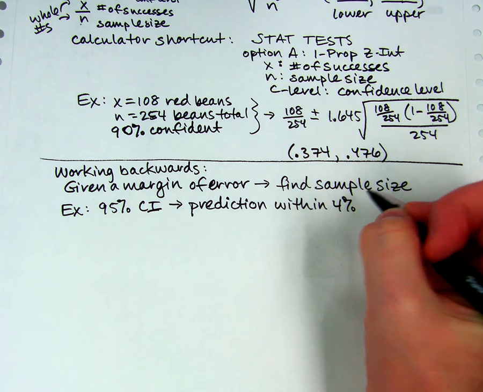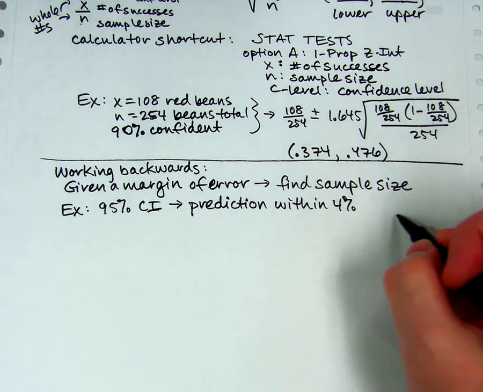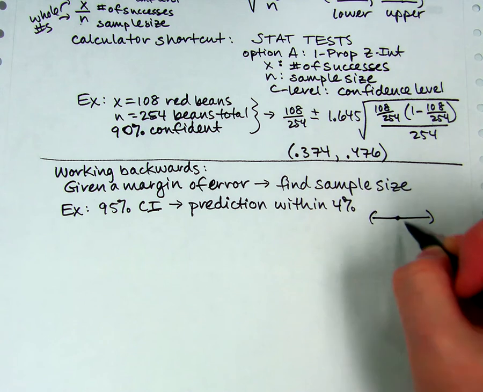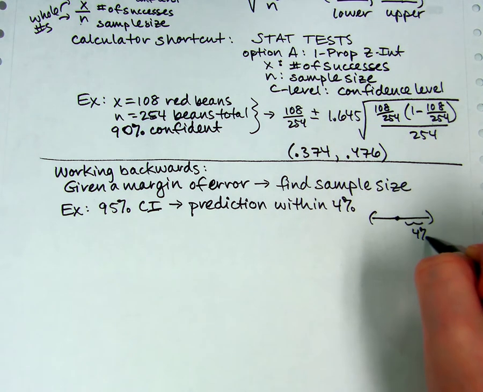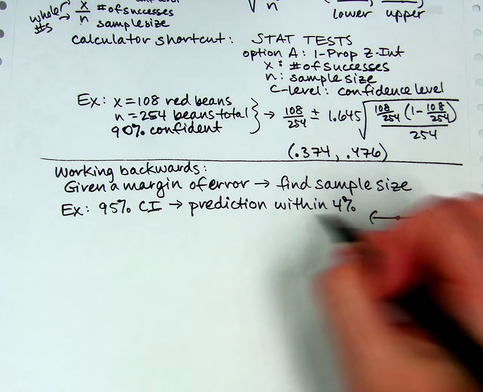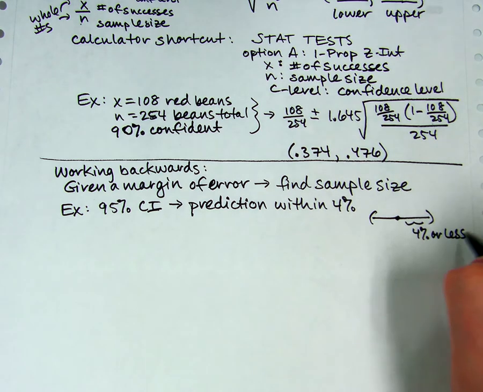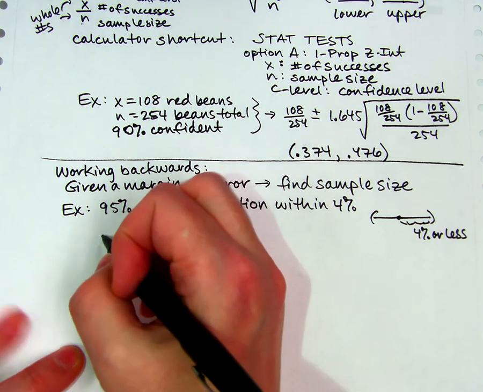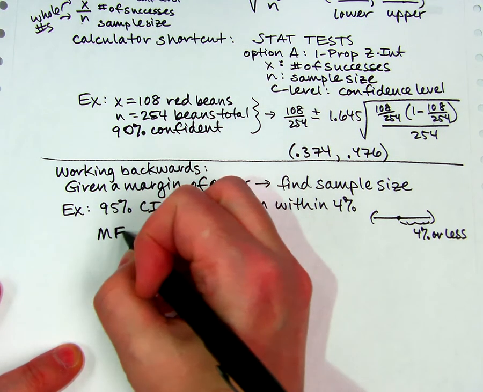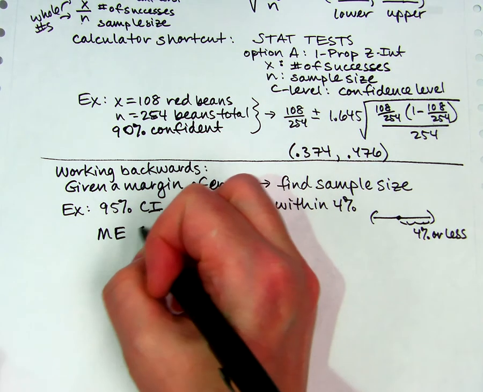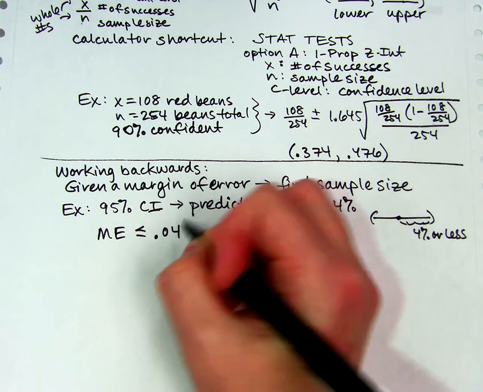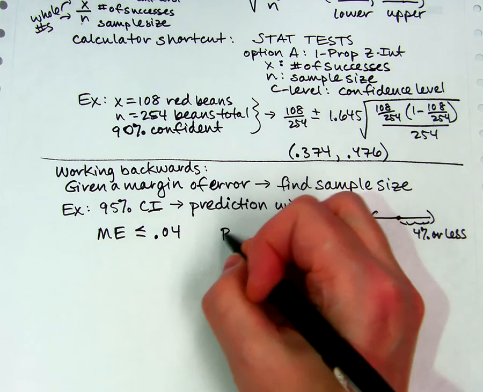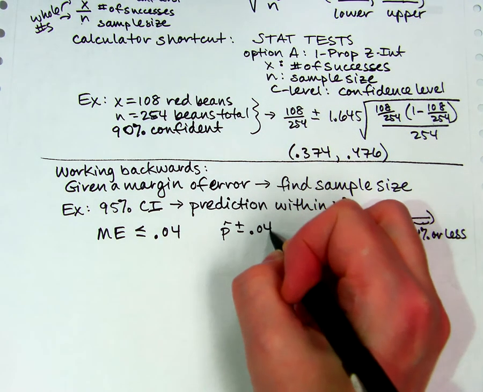of the actual value. Okay, so I'm picturing my little confidence interval thing. I want this to be 4%. Within means 4% or less. Margin of error, which is half the length of my interval. So that's my goal. And the question is, how do I accomplish that? Okay, so that within 4% means my margin of error has to be less than or equal to 0.04. I want to have a p hat plus or minus 0.04 or less.